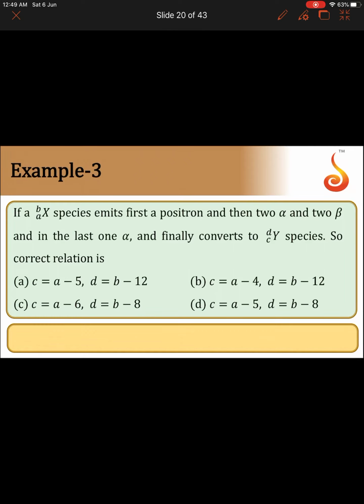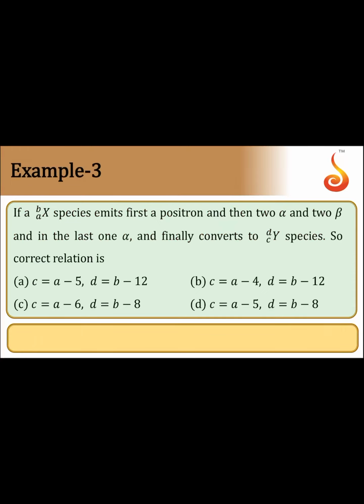If an XAB species emits first a positron and then 2 alpha and 2 beta, and in the last 1 alpha, and finally converts to YCD species. So the correct relation is given: the parent atom is XAB, it is converting into YCD. While converting, it is emitting 1 positron, 3 alpha particles, and then 2 beta particles.